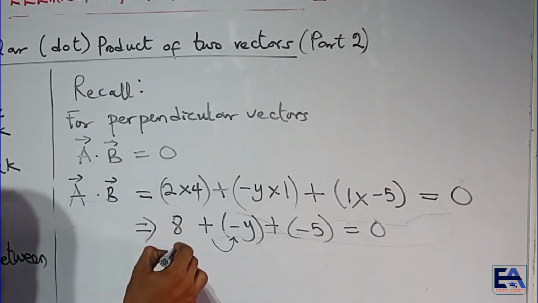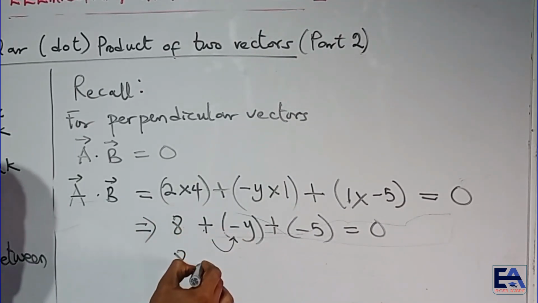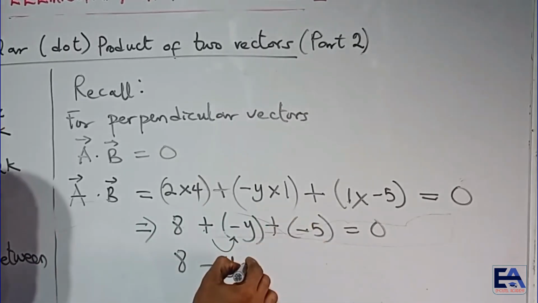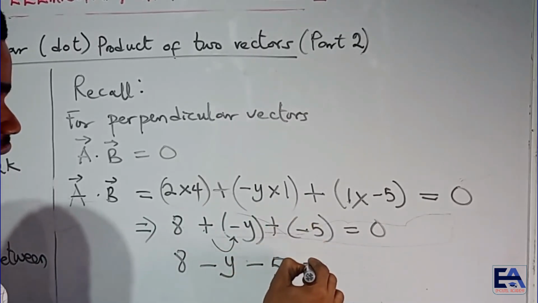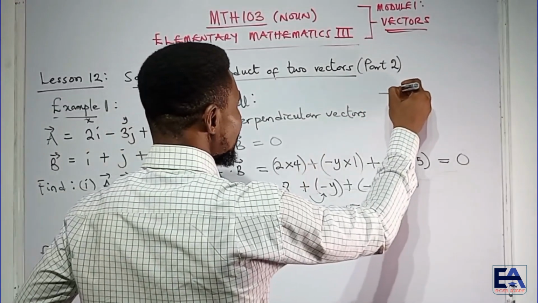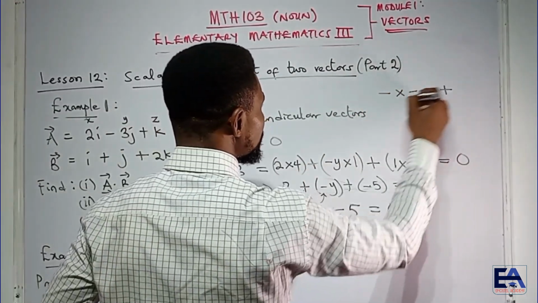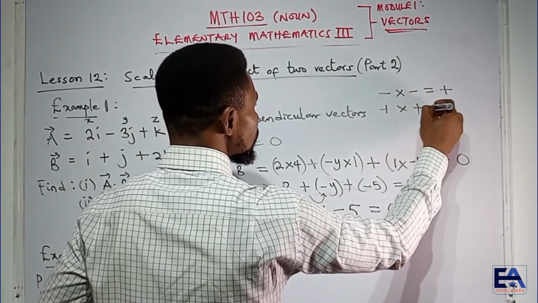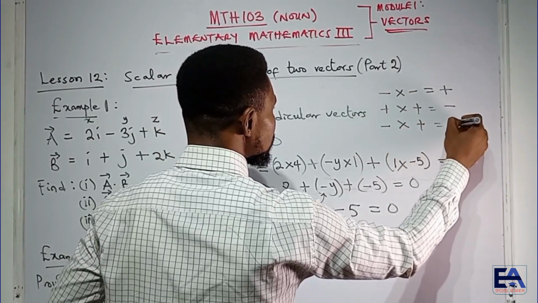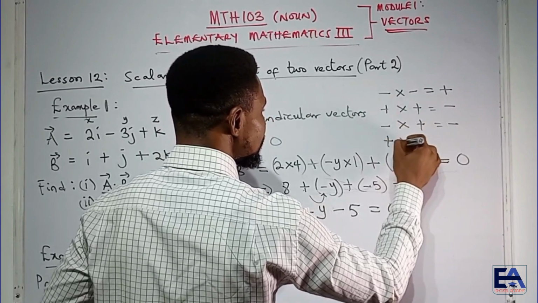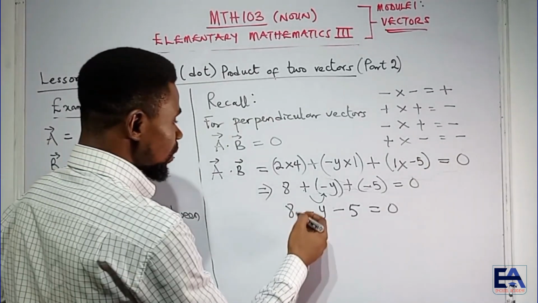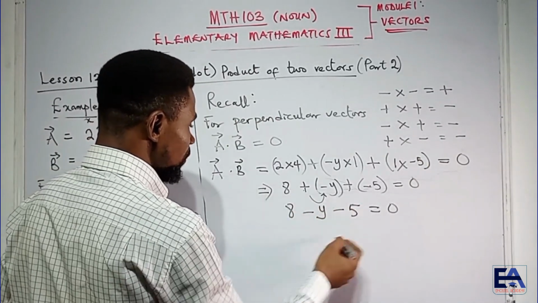So that's what we are going to do now. So we have 8 plus times minus is minus. Then you write y is free. Then plus times minus here again is also minus. Then everything is equal to 0. You should remember that when the same signs multiply, the result is always positive. But when different signs multiply, the result is always negative. All right, so then we have 8 minus y minus 5.